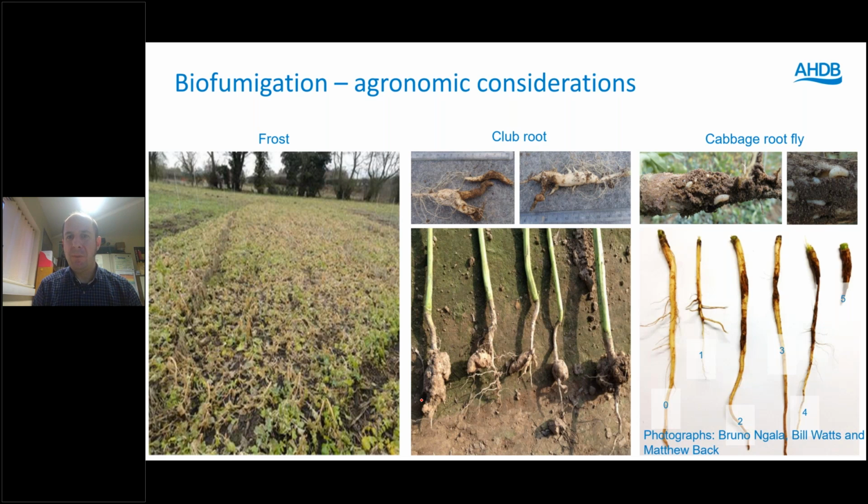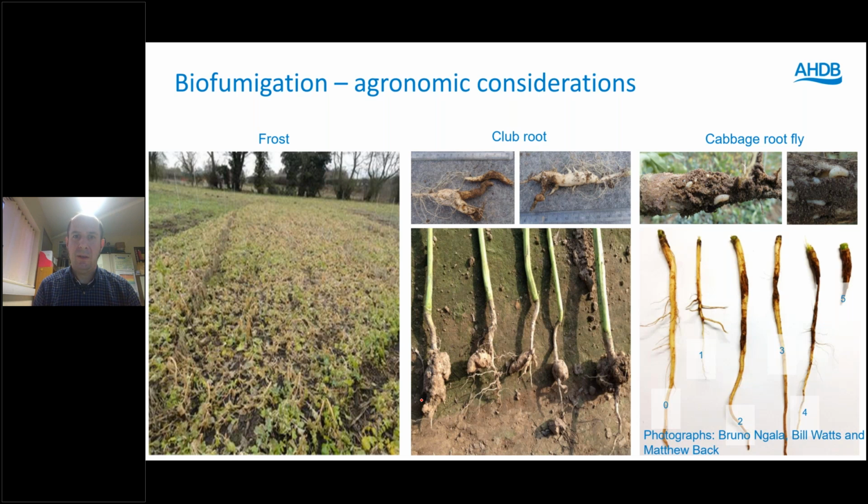Some of these biofumigants are particularly susceptible to clubroot. Indian mustard, rocket, very susceptible to clubroot. However, something like oilseed radish is less affected by clubroot. But neither does it reduce clubroot afterwards. And also crops like Indian white mustard, very susceptible to cabbage root fly, which you can see there on the right-hand side.